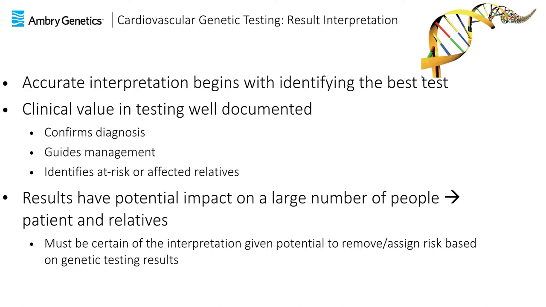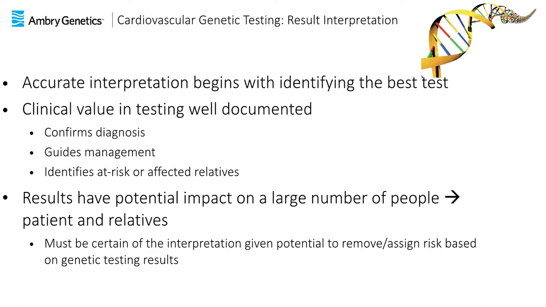While the process of genetic testing begins not unlike any other type of test, such as a CBC or lipid panel, I might argue that it's one of the most important and has the potential to have the largest impact, as it impacts not only the patient, but their family members as well. So these results might potentially drive treatment, management, screening, and other interventions for multiple people. And so it's important that the interpretation of the genetic testing results is accurate, as this information may be used to either remove or assign risk based on someone's gene status.